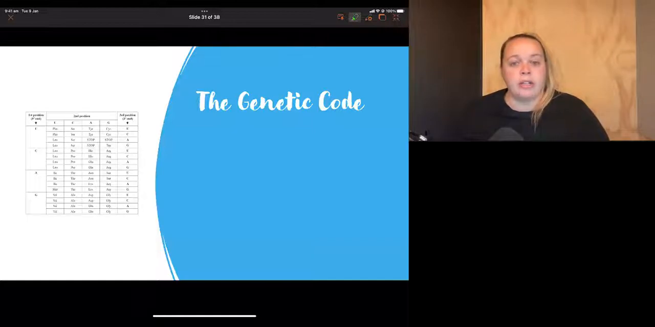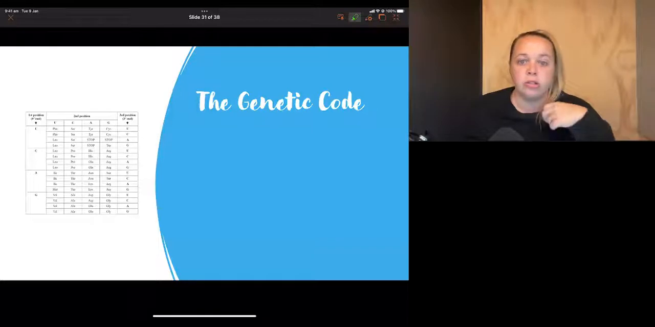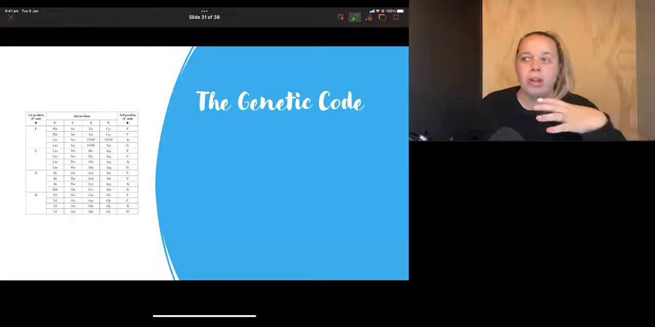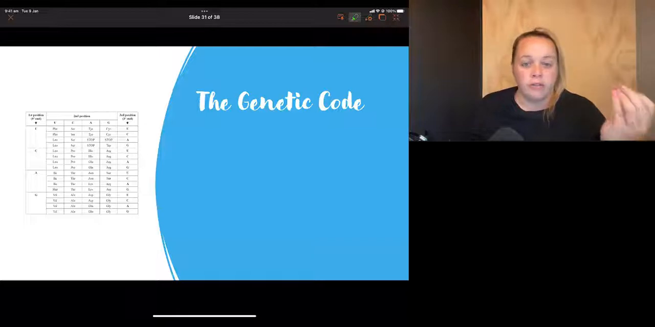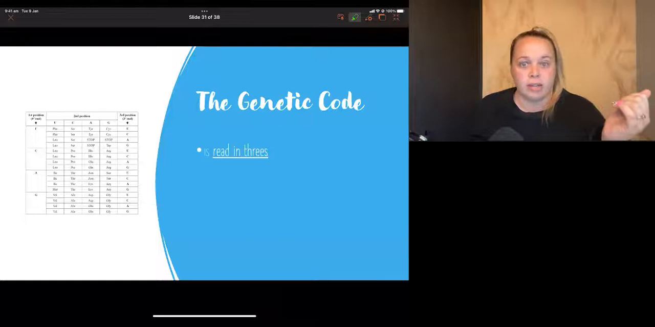So when we talk about the genetic code, there are 3 main words that we need to use to describe it. There are various questions that ask you about the features of the genetic code, or they might ask you about one of these words that I'm going to show you in a second. So the first thing about the genetic code is that it's always read in 3s. Always read in 3 bases.